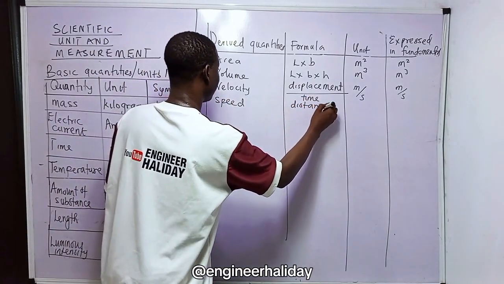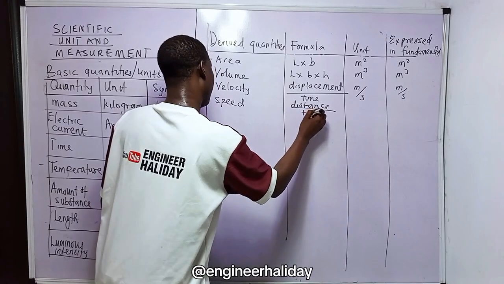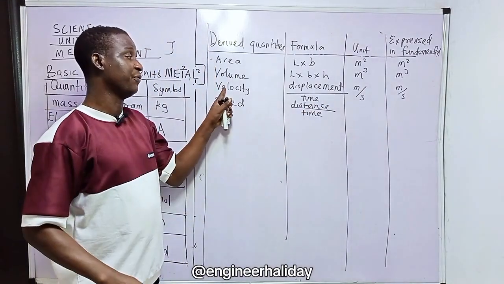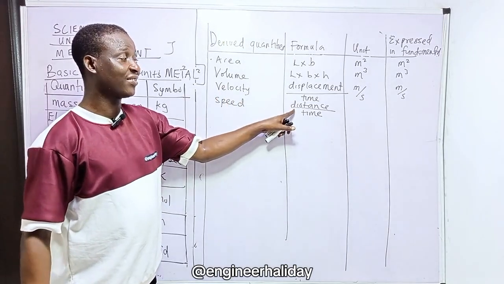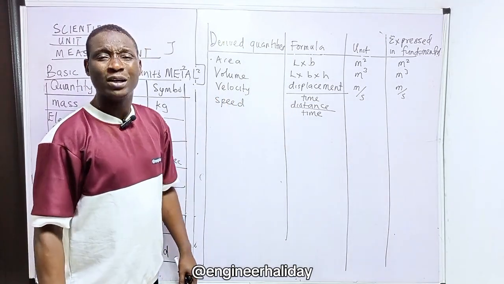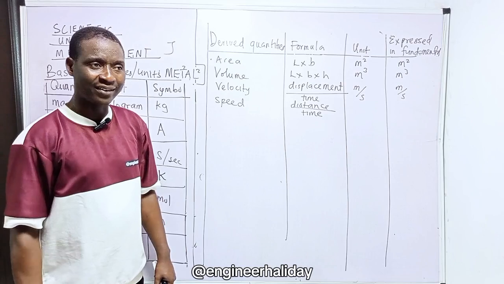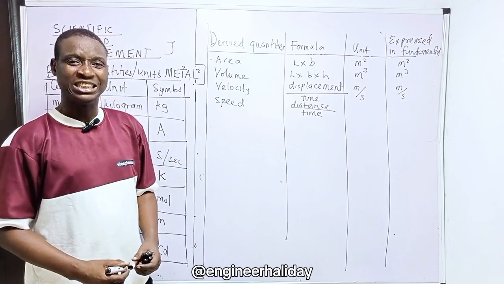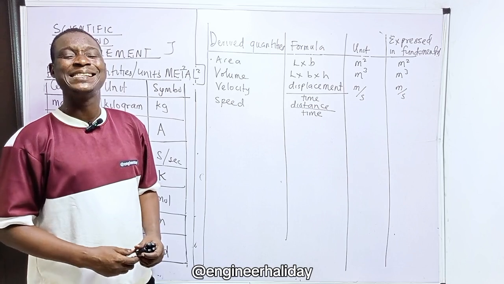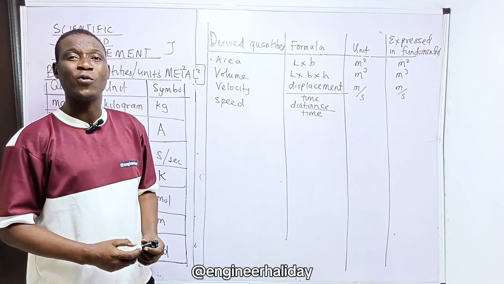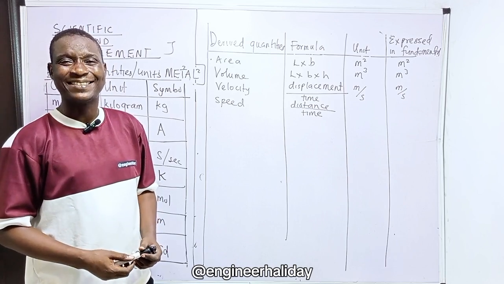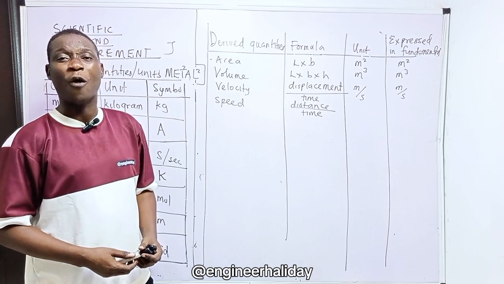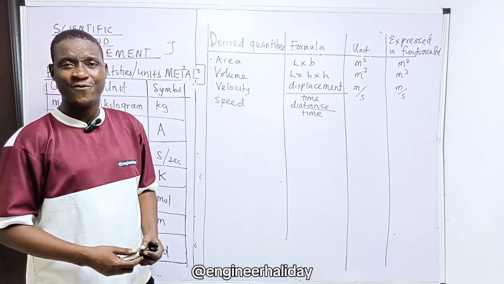distance over time. Anytime you talk about over time, you are talking about rates. Rate of displacement is velocity. Rate of distance is speed. What is the rate of charge? Correct. What is the rate of acceleration? It is called jerk. What is the rate of momentum? It is called force. What is the rate of impulse? It is also called force.